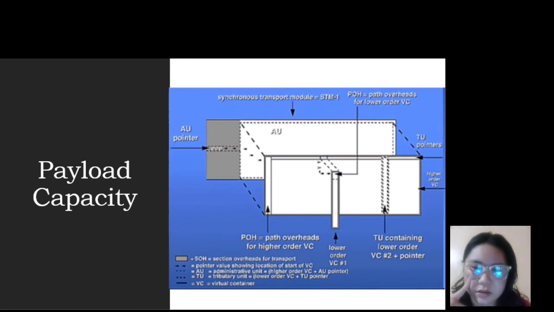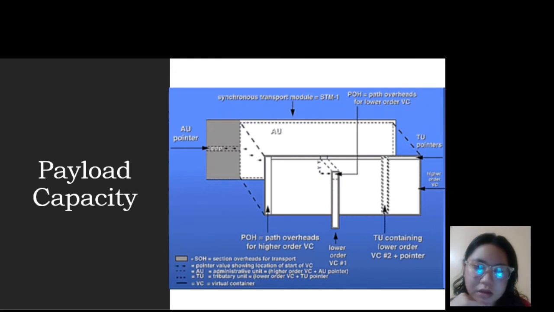Its capacity can be used to carry a high bitrate signal such as 45 Mbps or 140 Mbps, with the two sizes of the administrative unit being administrative unit 3 and administrative unit 4 respectively. This figure shows an administrative unit 4, which occupies all of the payload capacity in an STM1.